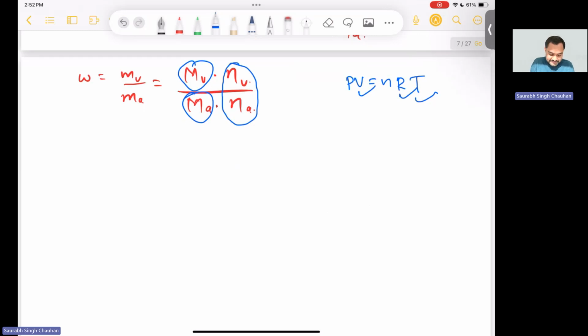So you can write it as the molar mass of water vapor. This you can take as 18 point something, 18 for our case.